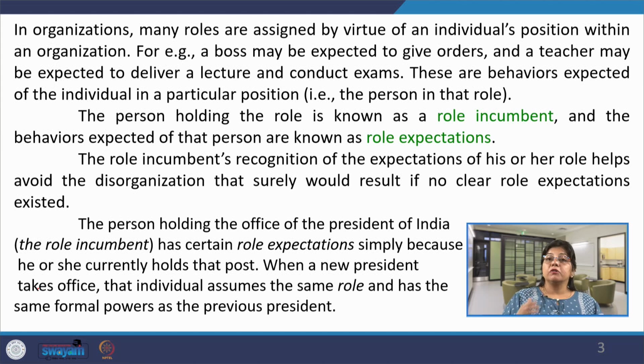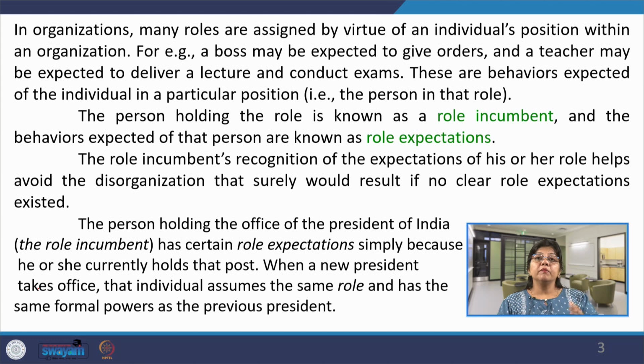Now, when we are talking about structural dynamics, it is not that the person is just holding up the role, it is about an official position that is given to an individual based on his competencies, knowledge, skills and abilities. So, officially the person who holds the role is known as the role incumbent, and the behaviors that are expected are known as role expectation. Whenever a role or a task is assigned to an individual, it is not only a role that has been assigned to them. Along with the role also come certain expectations that the individual has to perform.